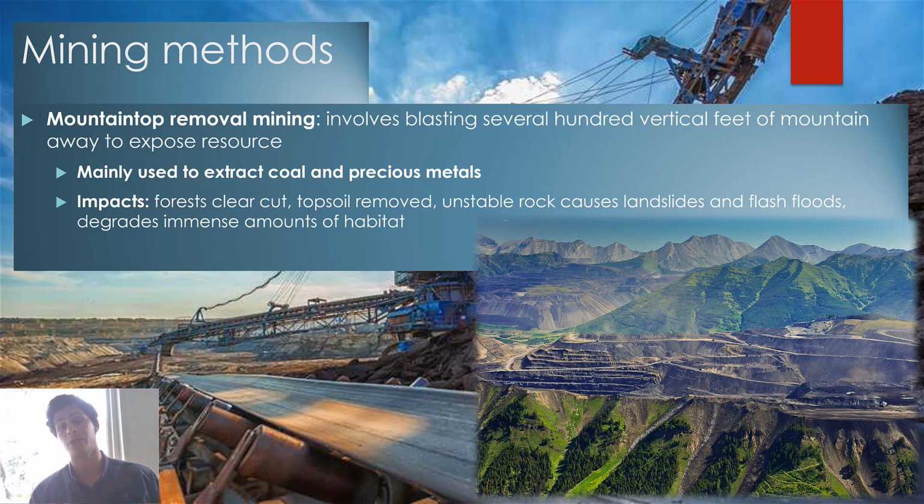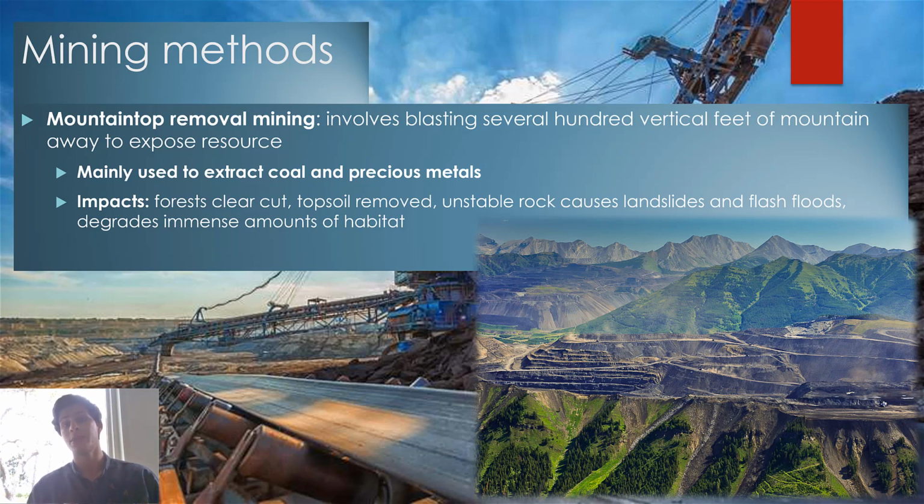It's almost always used to get coal, especially in the Appalachian Mountains, but occasionally it's also used to extract precious metals. The impacts are probably the most severe with mountaintop removal than any other form of mining that we've talked about thus far. Forests are entirely clear-cut. The topsoil is completely removed. The mountain is completely removed.